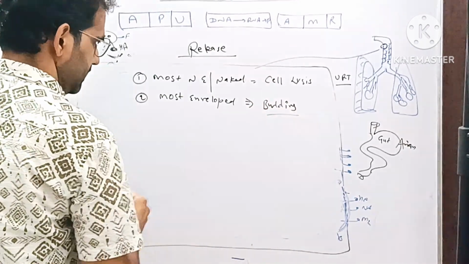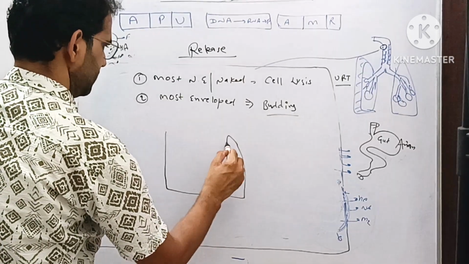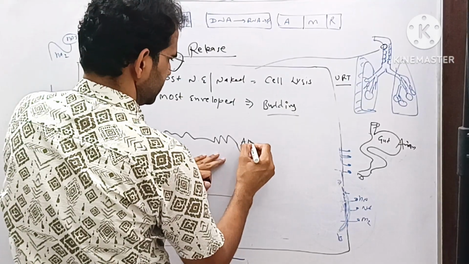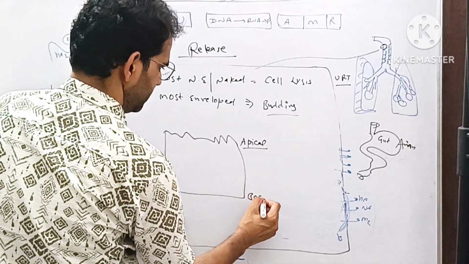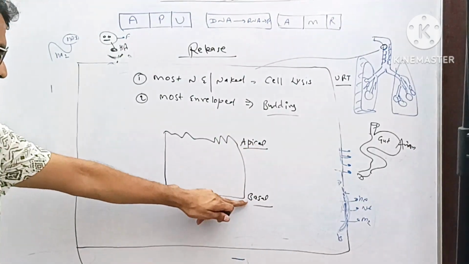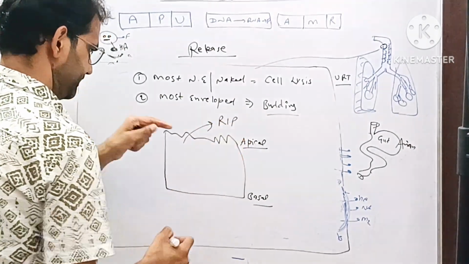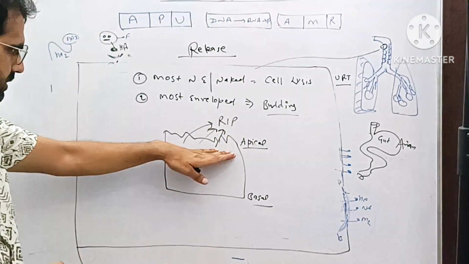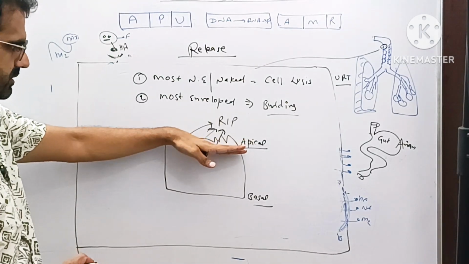Budding. So, if this is the cell, some viruses bud from the apical surface and some from the basal surface. Some viruses are RIP, rest in peace. Why are they rest in peace? They bud from the apical surface of the cell.